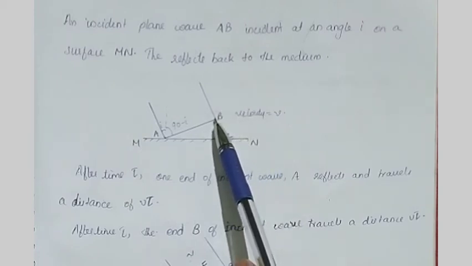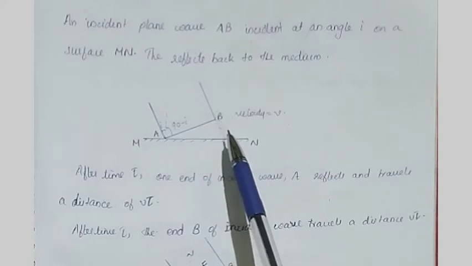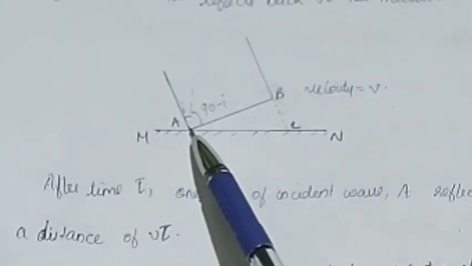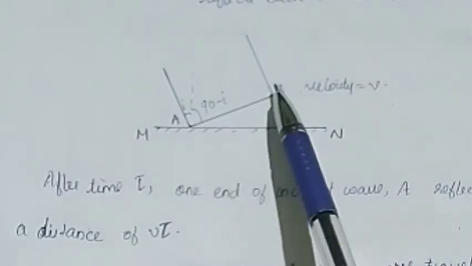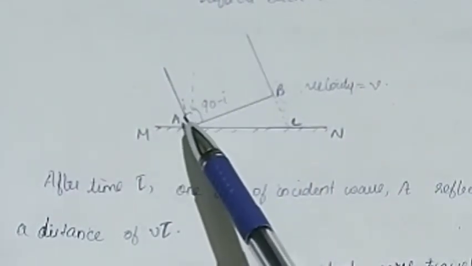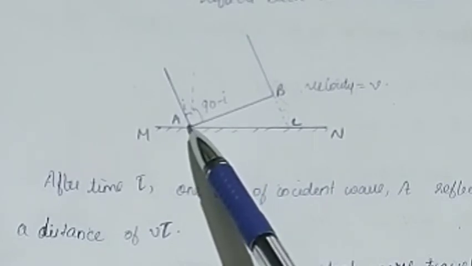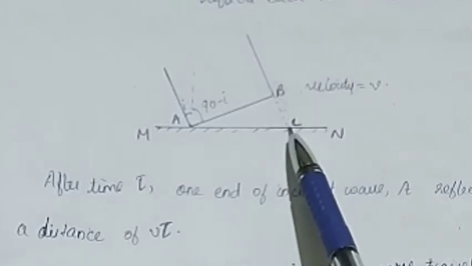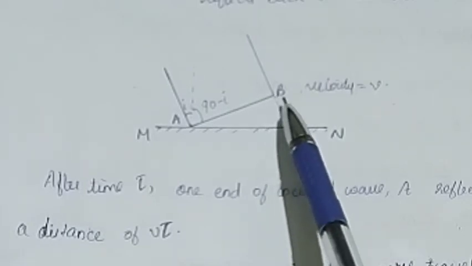Let us consider the time taken for the point B to reach the point C as tau, and by the time tau, the one end of the incident wave, A, will be reflected back and travel a distance of v tau itself. So in our scenario we have a plane wave AB incident at an angle I at the point of incidence, and the time taken for the other end of the plane wave, B, to reach the point C, that is, to be incident on the mirror at point C, is tau.